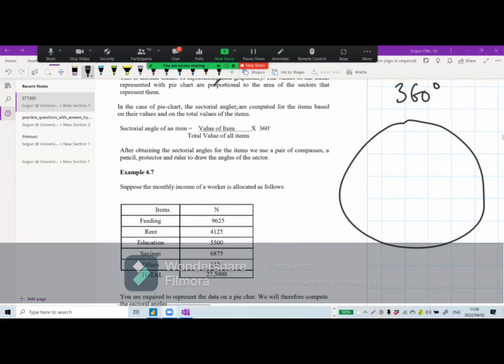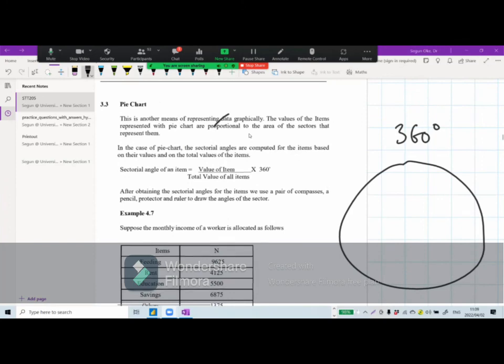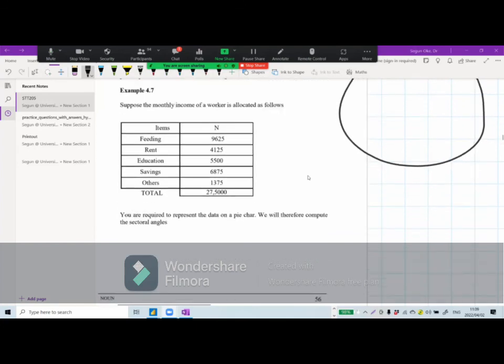Now, one of the things I want you to note, because they can just give you a question and ask what is the value for this: the formula says the sectorial value is the value of the item divided by the total value of all the items, multiplied by 360. Now, look at example 4.7. Please, can you come back? Example 4.7.